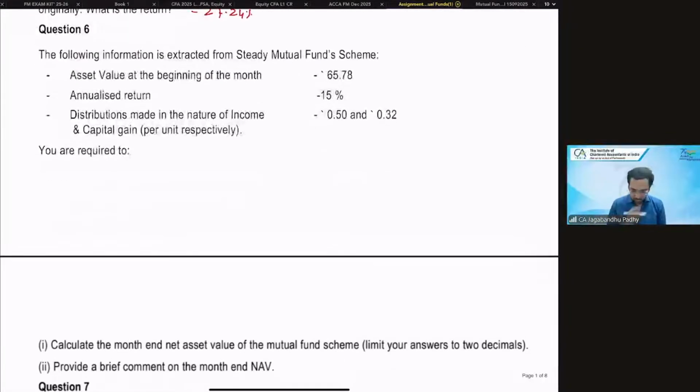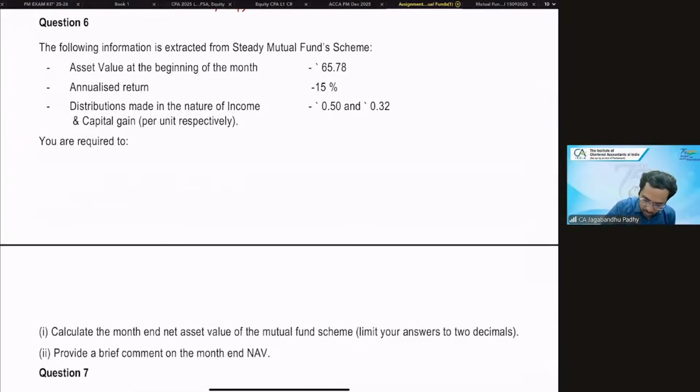Okay. Then let's go for question 6 now, guys. Here we have the asset value at the beginning of the month as 65.78. Annualized return is given as 15%. Distributions made in the nature of income and capital gain are 0.5 and 0.32. We have to calculate the month-end NAV of the mutual fund. Can you solve this, or shall I take it up? Yeah, please take it up, sir. I'll take it up.